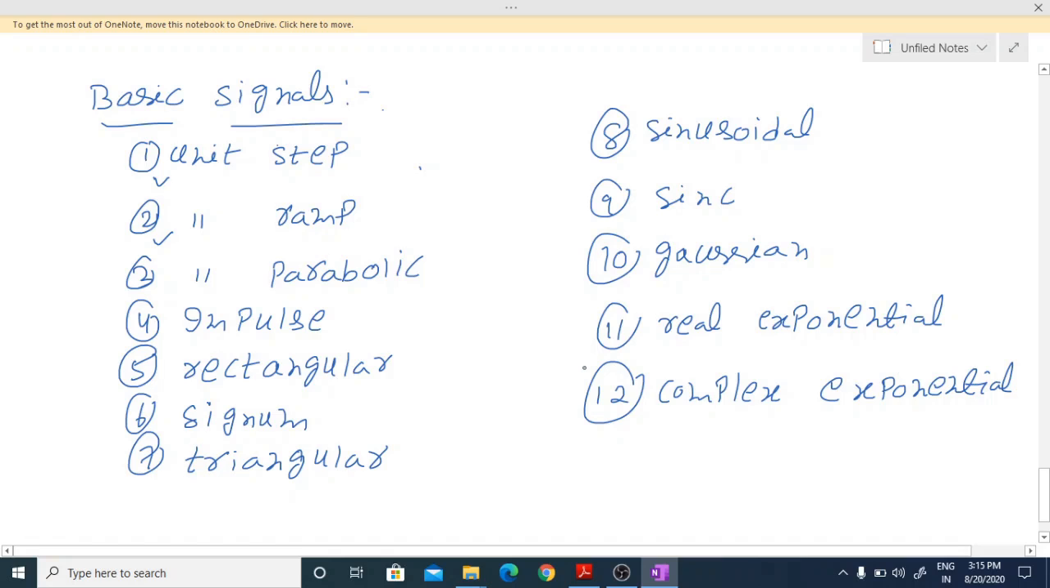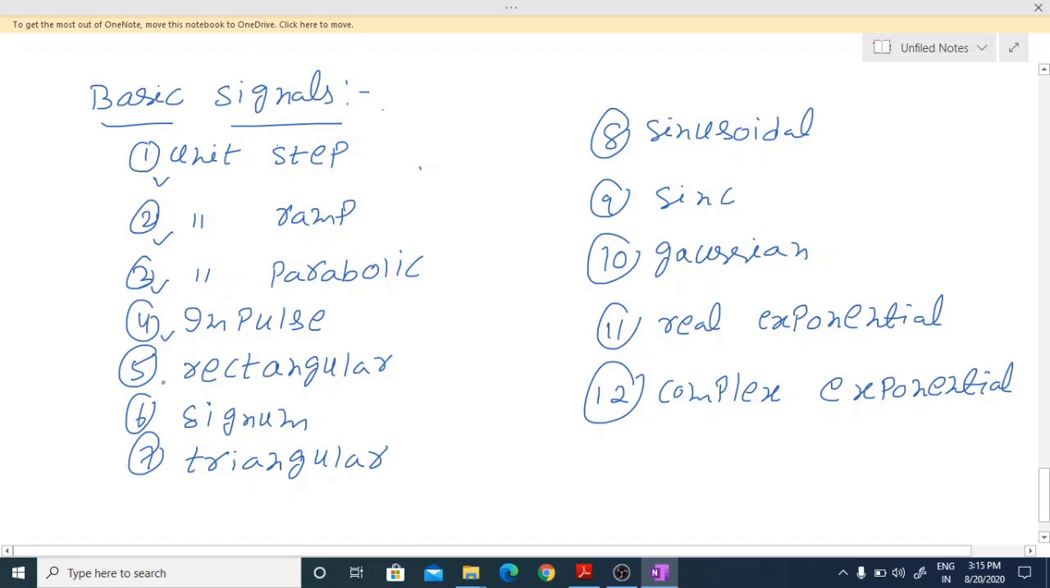Good morning to all. Today we are going to discuss the basic signals in signals and systems. There are a few basic signals. The first one is unit step signal. The second one, unit ramp signal. The third one is unit parabolic signal.